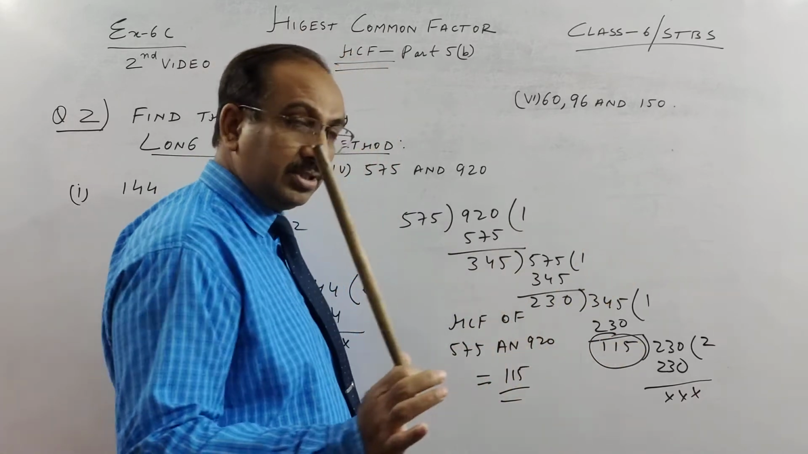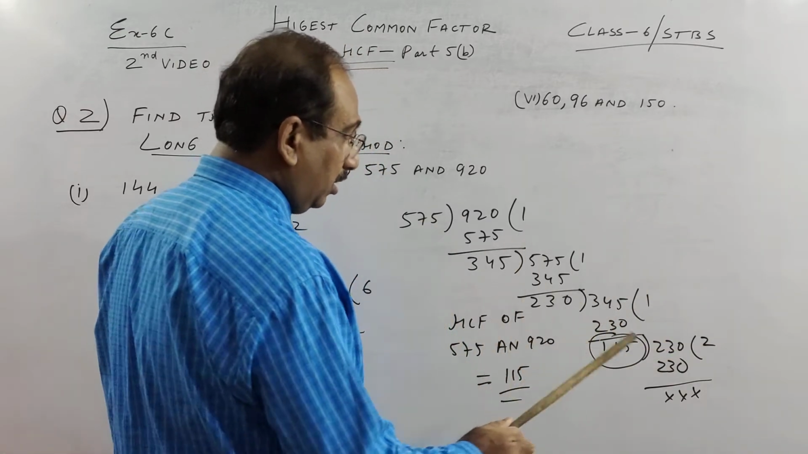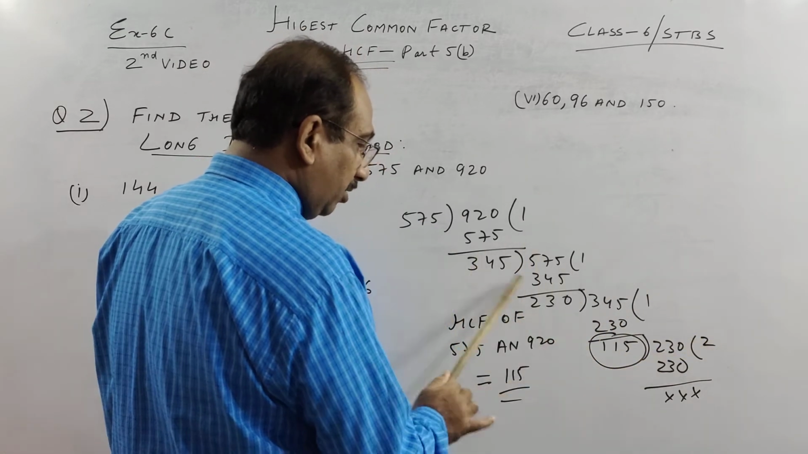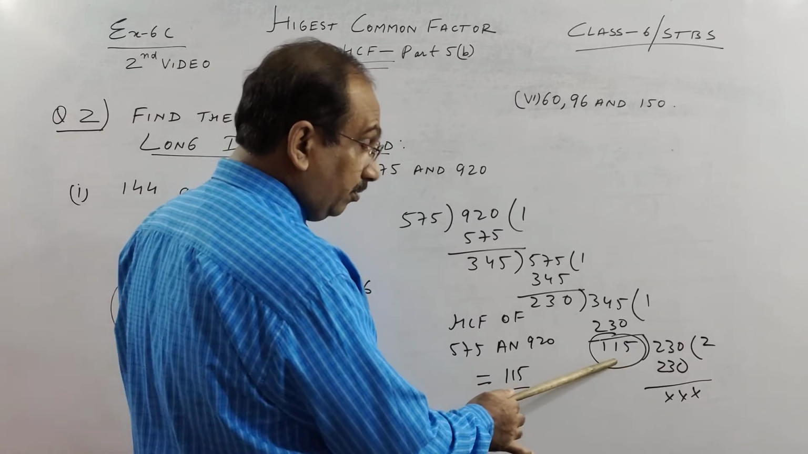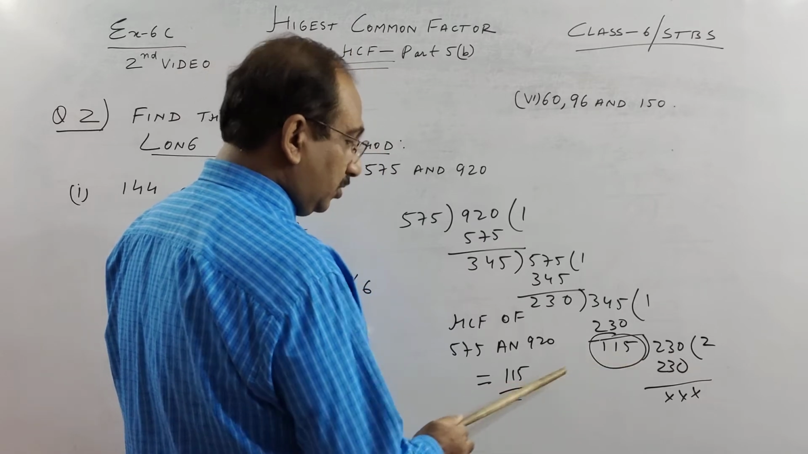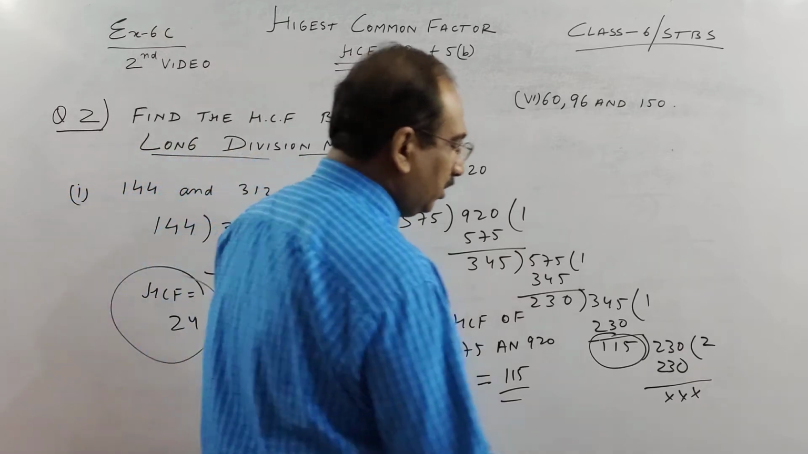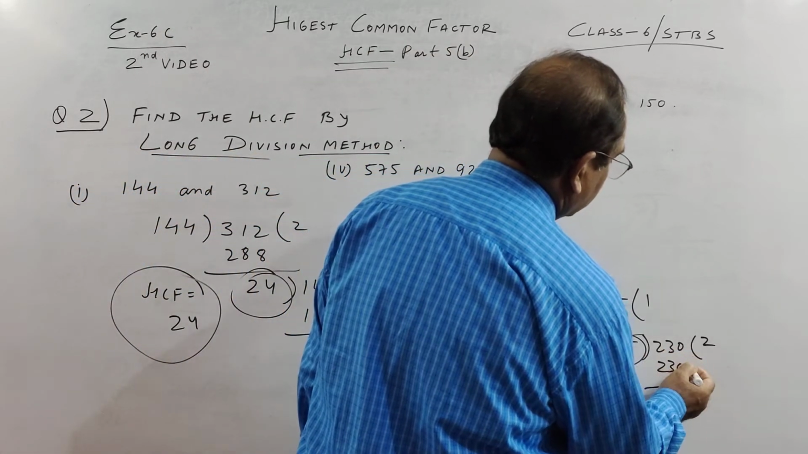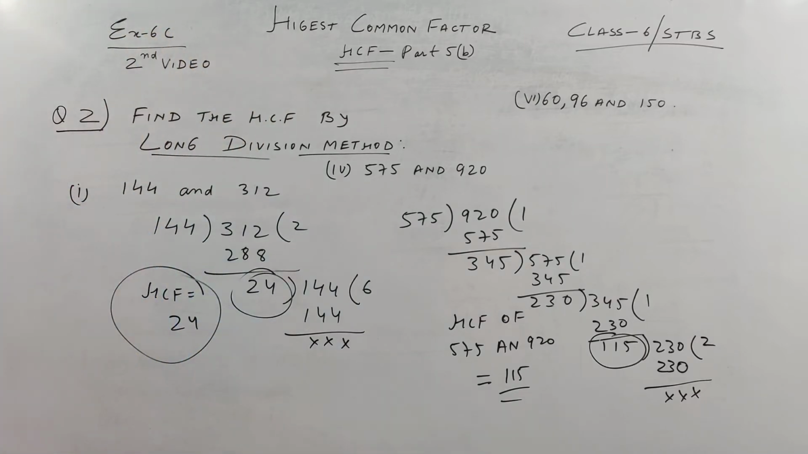See, generally in division, children, the quotient plays an important role, but here, yes, the quotient will be there, but your answer is the last divisor, or the remainder of step 3, which is also the divisor. Okay, so this is the answer. So I hope you have understood. If you know division, children, then this long division method of finding HCF won't be a problem for you.